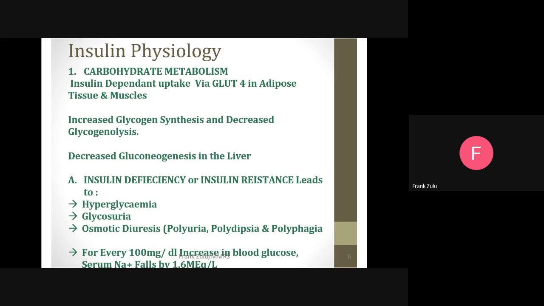Then, insulin is not there. The muscle cells are not using up that glucose because muscle cells and the adipose cells can only use up that glucose in the presence of insulin. So these muscle cells and adipose cells are starving despite being surrounded by this pool of glucose. They are starving because it cannot enter without insulin. So this again triggers the brain and tells the person to start eating. They will be eating and eating and eating. That is called polyphagia.